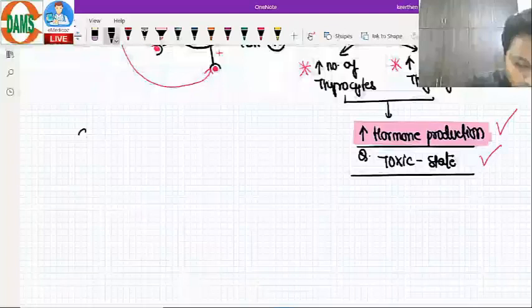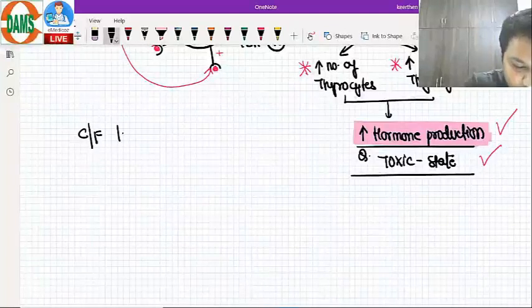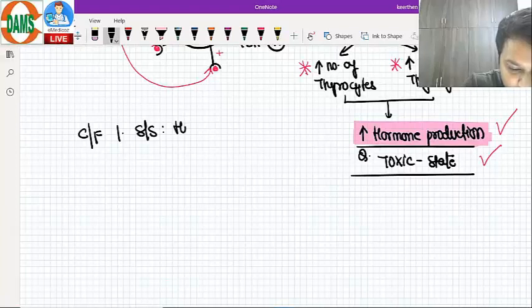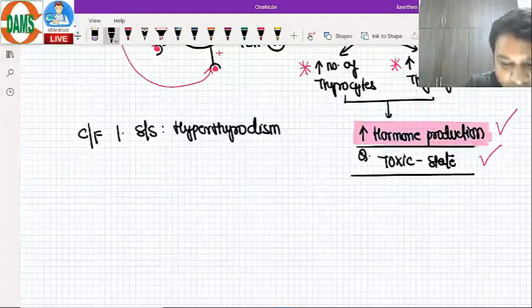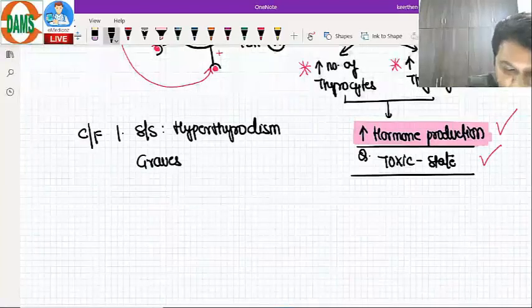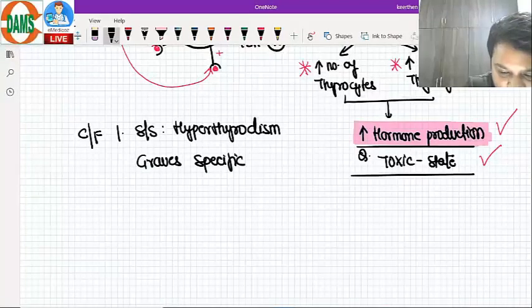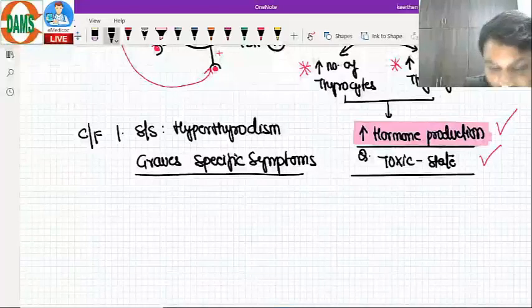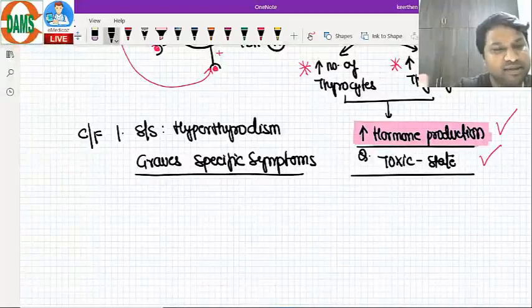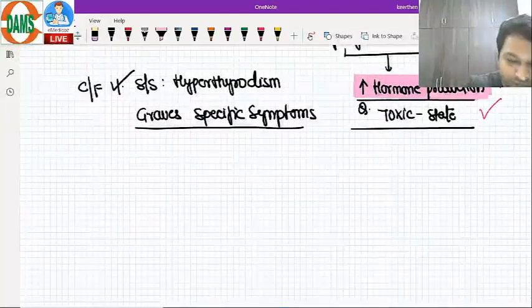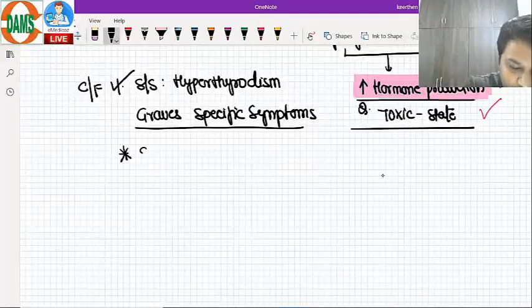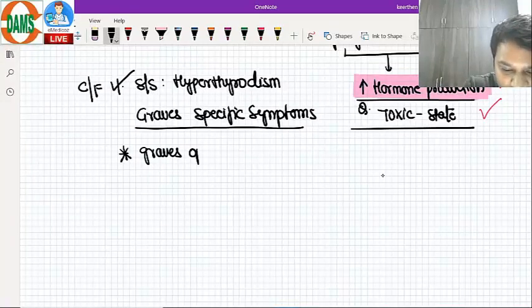The clinical presentation of Graves' disease will be with signs and symptoms of hyperthyroidism, along with Graves' specific symptoms. Right? Now, what are the Graves' specific symptoms? Signs and symptoms of hyperthyroidism, I'll deal with in a while. What do you mean by Graves' specific symptoms? In the Graves' specific symptoms, number one is Graves' ophthalmopathy.